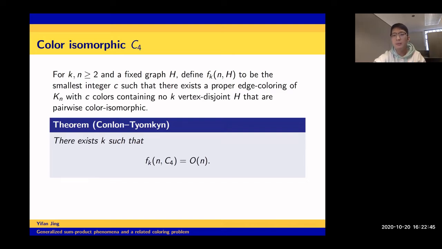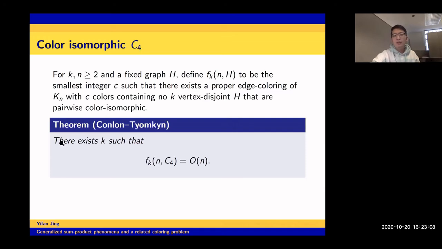So we can find the minimum number of colorings such that we don't have too many color isomorphic copies of H. And in this talk, we are just focusing on C4, the cycle of length 4. And it is proved by Colin and Tomkin. I'm sorry if I pronounced his name wrong.